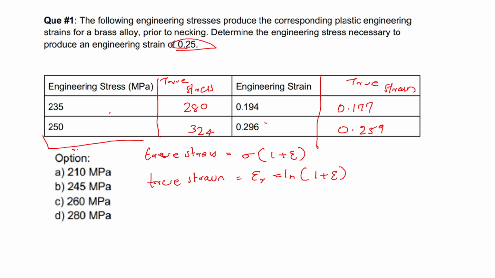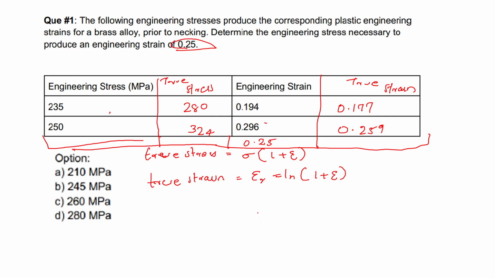Okay, now let's see. We have to find all these values for which one? The engineering strain which is given, 0.25. So for this 0.25, first you have to calculate the true values, then you have to find the engineering stress value. There is no direct formula connecting engineering strain to engineering stress, so you have to find the true values for 0.25, then find the engineering stress and strain.